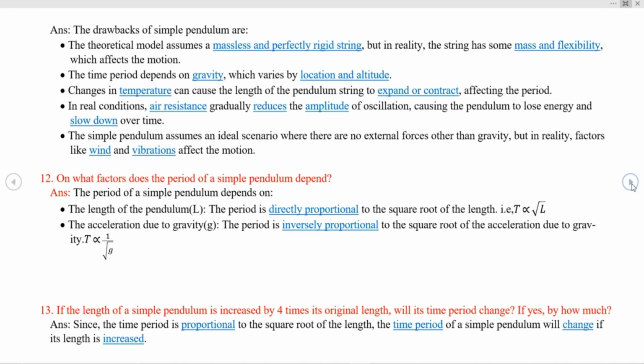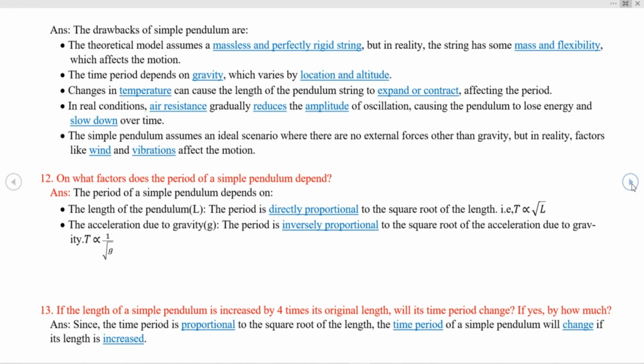Another question we have is, on what factors does the period of a simple pendulum depend? The period of a simple pendulum depends on the length of the pendulum. That is, the period is directly proportional to the square root of the length, and the acceleration due to gravity. The period is inversely proportional to the square root of the acceleration due to gravity.